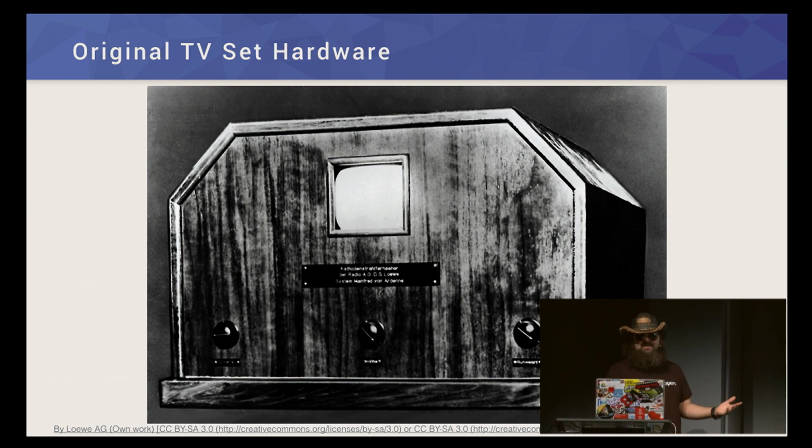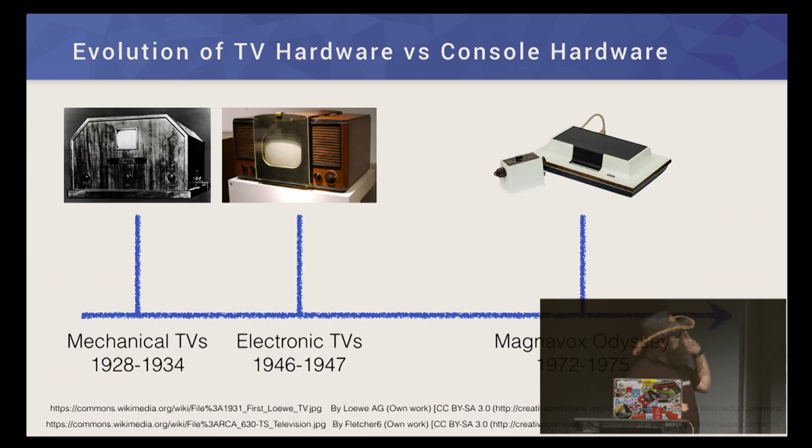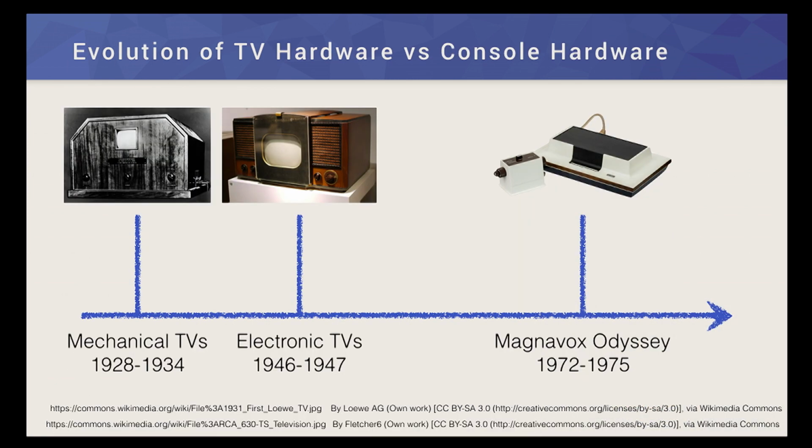Simply put, the TV hardware space did not evolve as quickly as the computer industry did because of the use cases that were involved. TV is markedly different in a use case than a computer or a console. So if we just look at this quickly on a spectrum timeline, we can see electromechanical TVs hit retail shelves in like 1928 to 1934. That's when they were really popular.